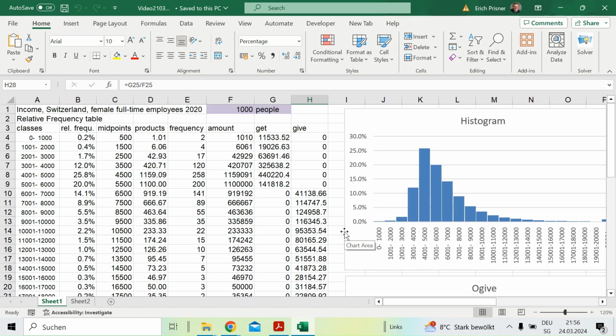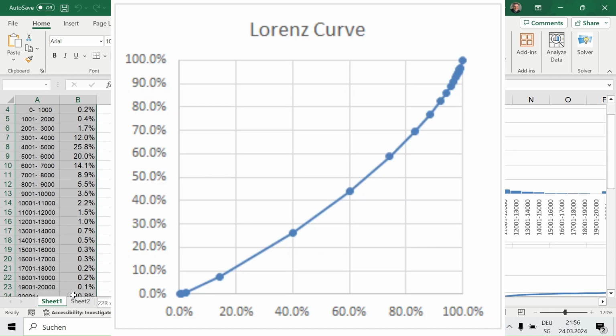Okay, so let's look into our data again. Let me remind you what these columns all mean. These are the different classes of monthly income. So this is a class of our population which makes between 4,000 and 5,000 francs per month, and they are 25.8% of the population. And so this was a relative frequency table, our starting point.